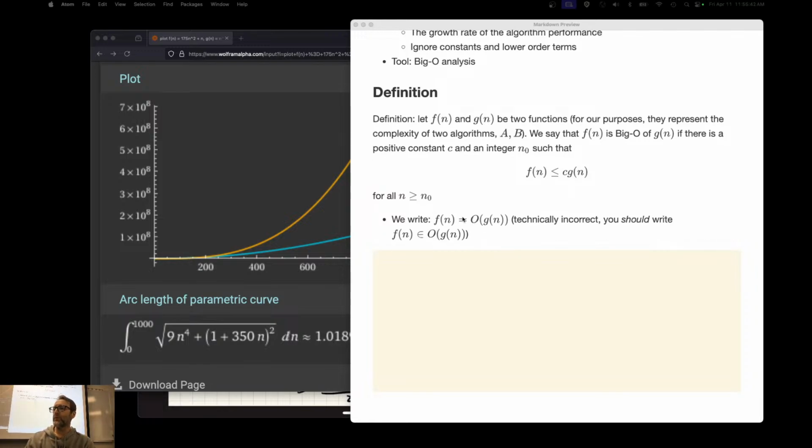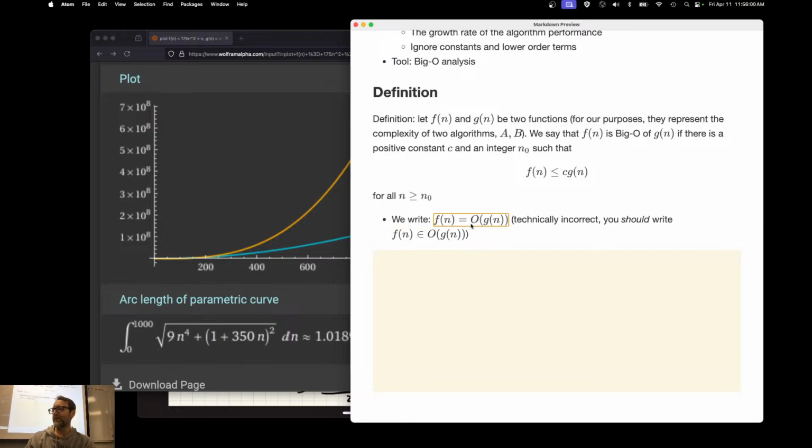So in 235, which one do you use? Have you gotten to that yet? Are you using this or this? All right, this one is correct because the thing on the left-hand side is a function. The thing on the right-hand side is a class of functions, a set of functions. And so when we've got a set, we use inclusion.